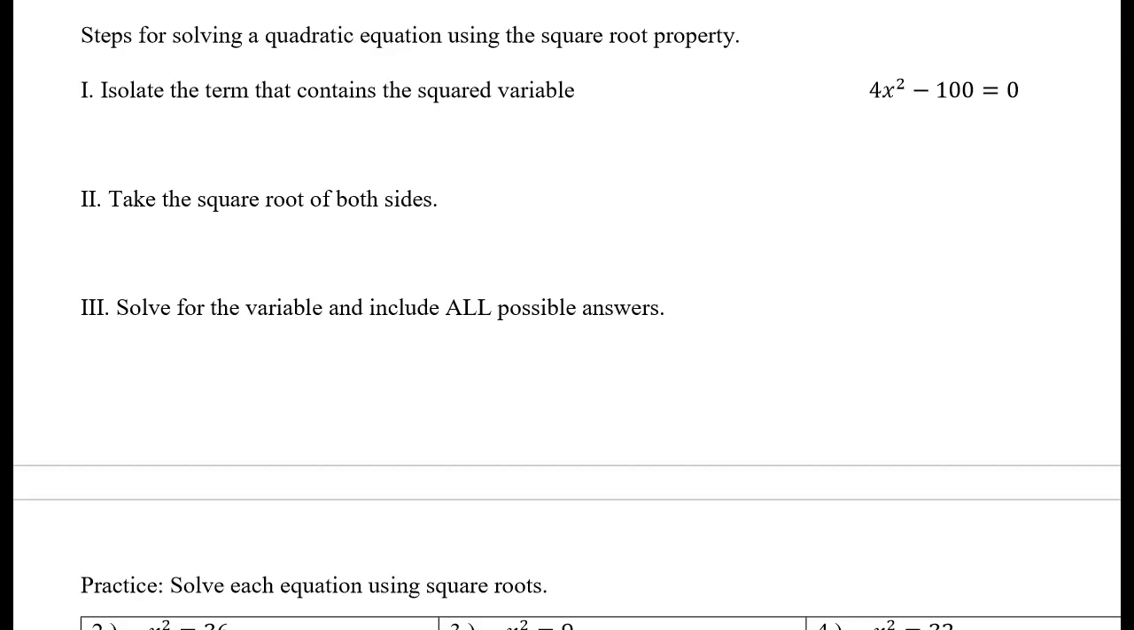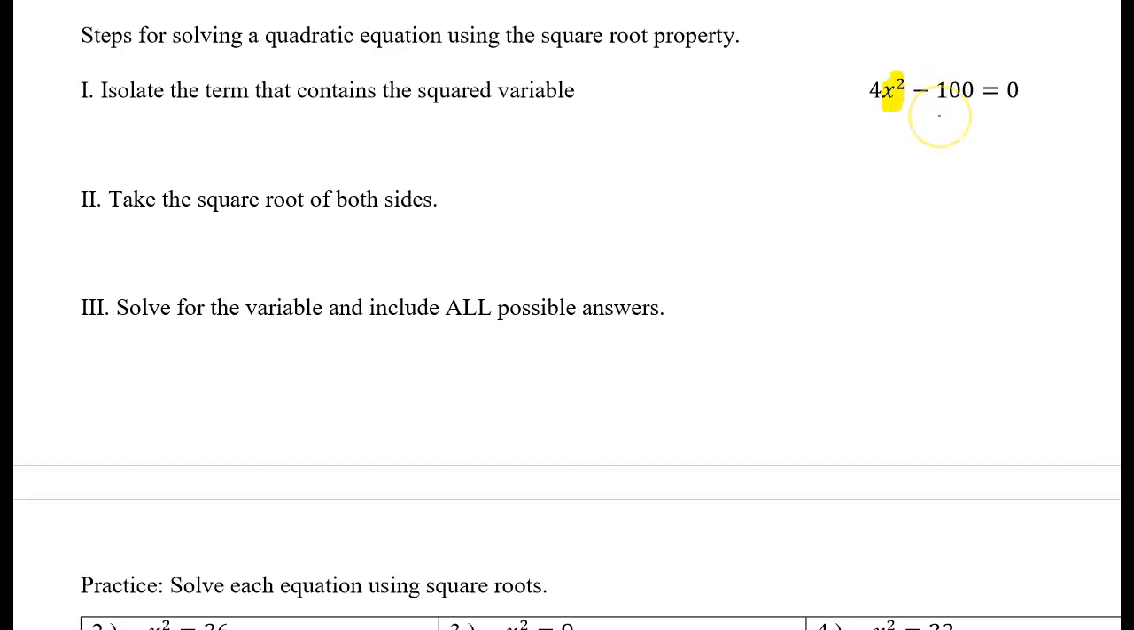All right, so first it says isolate the term that contains the squared variable. So what that means is we've got a term right here. It contains the squared variable. We need to isolate it. Actually, I'm only going to highlight the x squared. We actually just need to isolate the x squared portion itself. So you've got this minus 100 in the way of this being fully isolated.